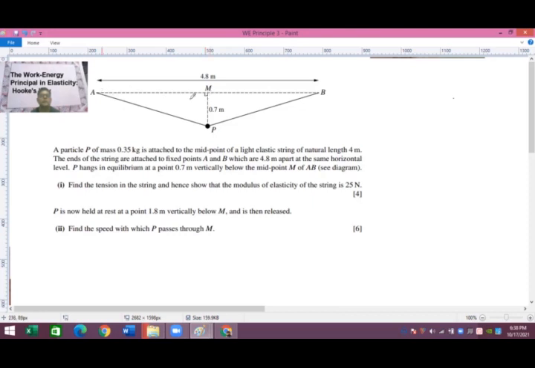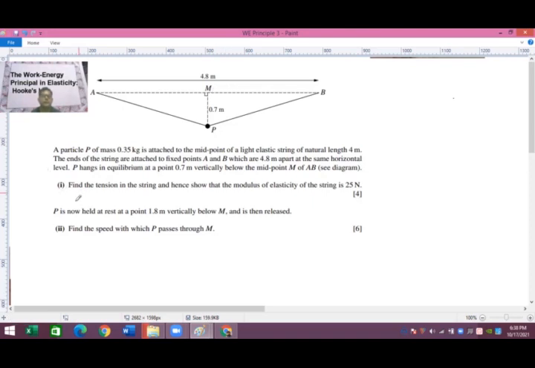Here you can see in this figure the distance between A and B is given as 4.8 meters, but the natural length is only 4 meters. So even if P is at M, there is still extension in this string, because the string has an original length of 4 meters only, but the distance over which it is stretched is 4.8 meters. Therefore there is an extension in the string at this point M also.